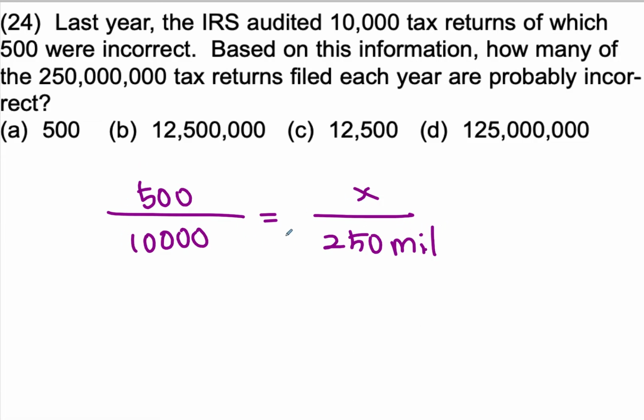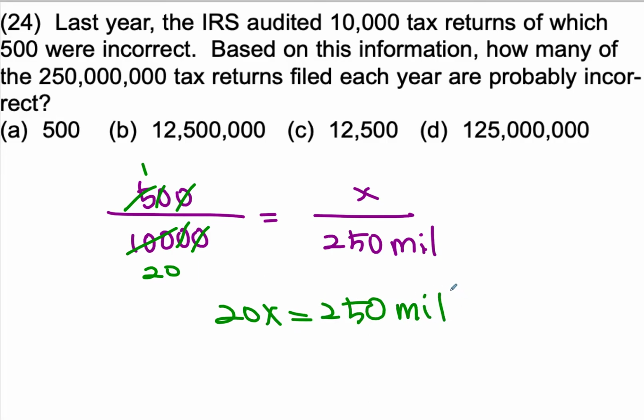So then we're going to multiply them across. But before we even do that, let's try to look at this one. We can cancel out 2 zeros. So this is the same thing as 5 over 100. And then I can divide by 5, then I get 20, and then I get 1. So same thing as 20x equals 250 million. So in order for me to have x by itself, I have to divide by 20. Then x equals 12.5 million. So which one has 12.5 million? Choice B becomes the answer.